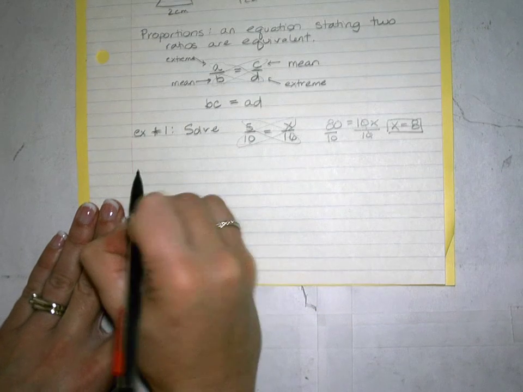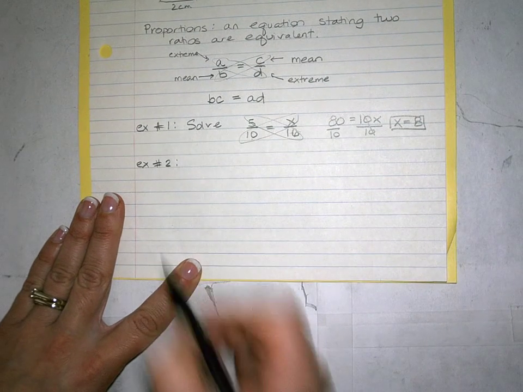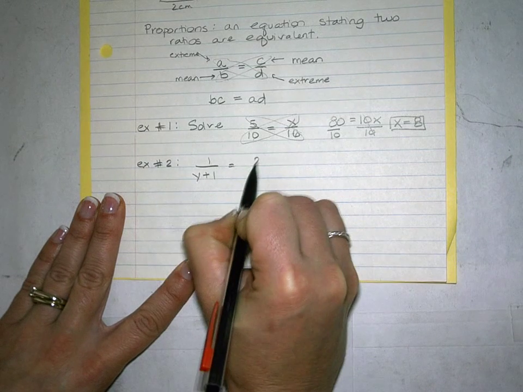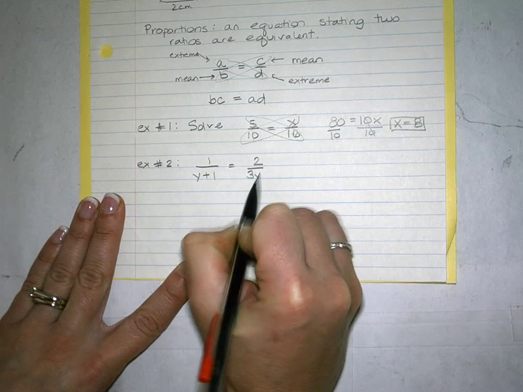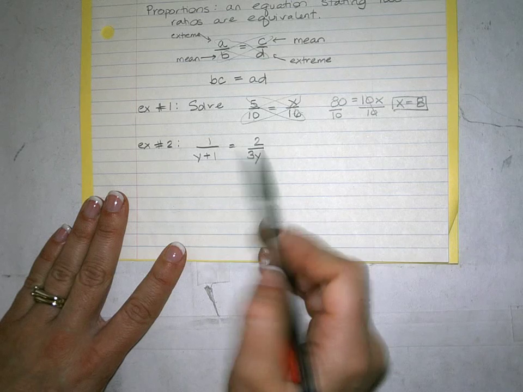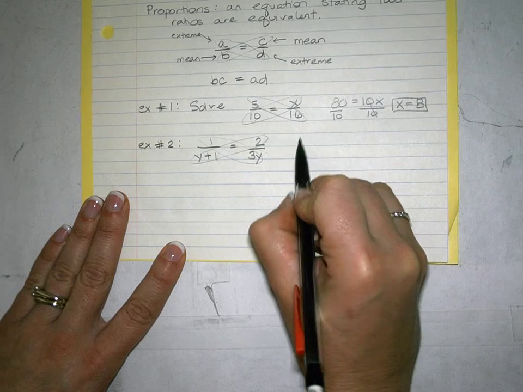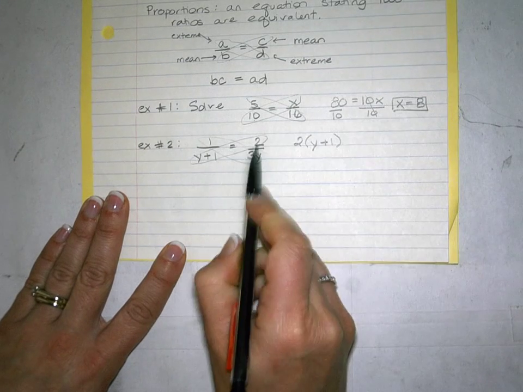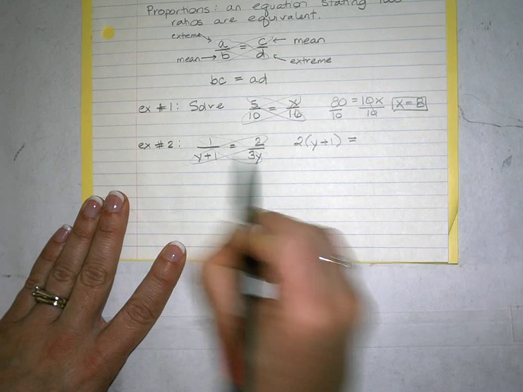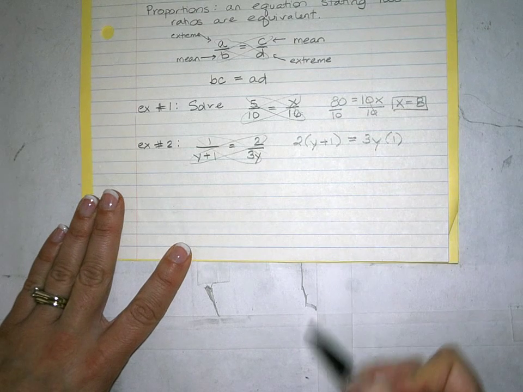What if we were given something scarier, where you've got more than one variable, or something a little bit meaner? So let's do 1 over y plus 1 equals 2 over 3y. Now this one's not as obvious just looking at it, but any proportion where you have two things equal to each other, you can always use the cross product, multiply across. So we have 2 times y plus 1. Don't forget that this is 2 times the whole thing, so that's why I use my parentheses, equals 3y times 1, which is just 3y. I'll put a 1 here so you can see the math I'm doing.